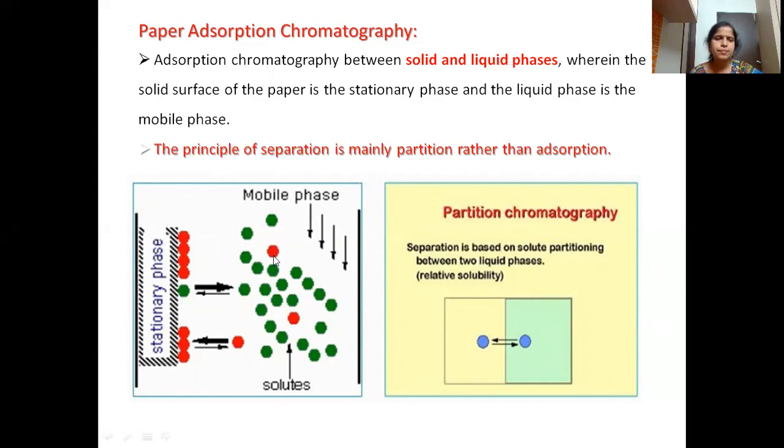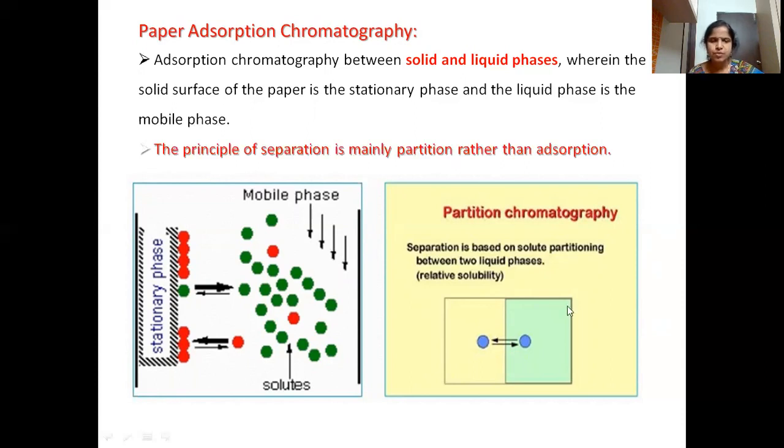Now some of the sample components are adsorbed onto the stationary phase and some are not being adsorbed. They are moving in and out, this green color one. So we can say that it is being distributed between the stationary phase and the mobile phase.